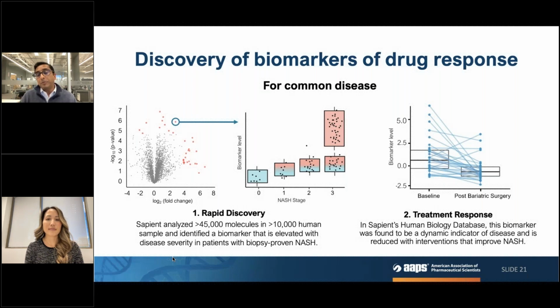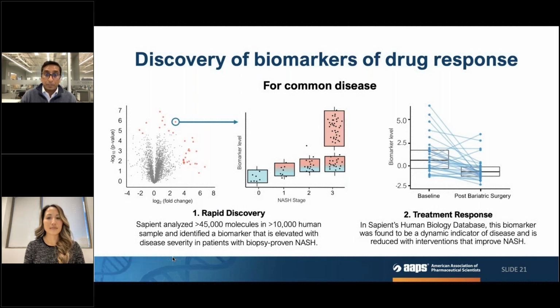Now, we can also begin to evaluate treatment response and the dynamic nature of these markers using our human biology database. And as shown here on the right, when we look at individuals before and after bariatric surgery, we find these markers to be quite dynamic in change, in corresponding change with pathologic inflammation within the liver, suggesting, in fact, that these can be quite dynamic markers that can read out and be used as surrogate endpoints in early phase 1 clinical studies.